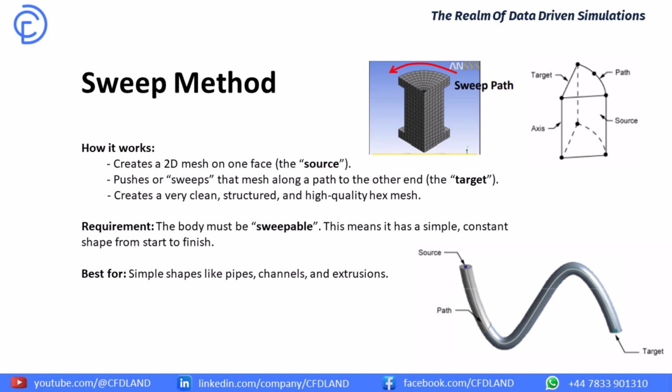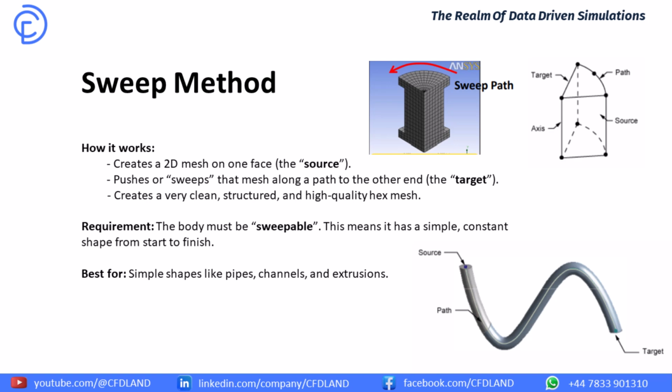First, ANSYS creates a beautiful 2D mesh on a starting face. We call this the source. Then it pushes or sweeps that 2D mesh all the way through the body to an ending face. We call this the target. And this creates perfect layers of brick-shaped, hexagonal elements. Because we have fewer higher quality elements, our simulation will be faster and more accurate.